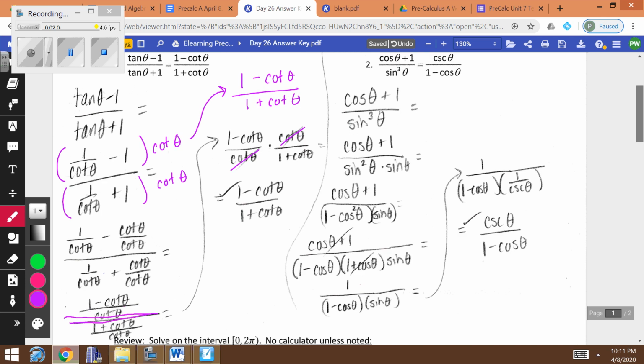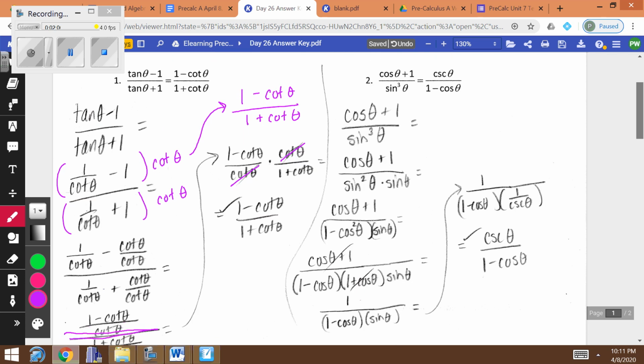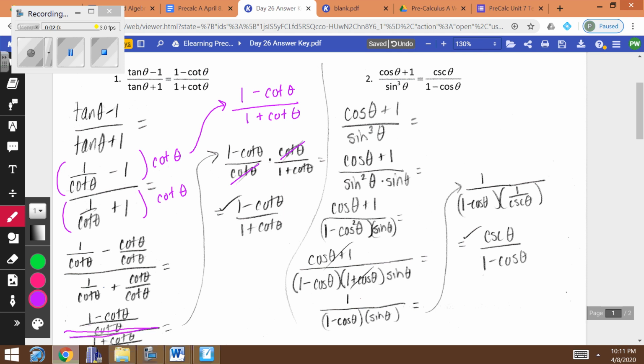Again, it would have actually been pretty similar if you did the right-hand side and changed your cotangents into tangents. I had a few people also changing tangent into sine over cosine and working through it with sine and cosine and getting the same thing. Absolutely. Again, there are different ways to go about that.